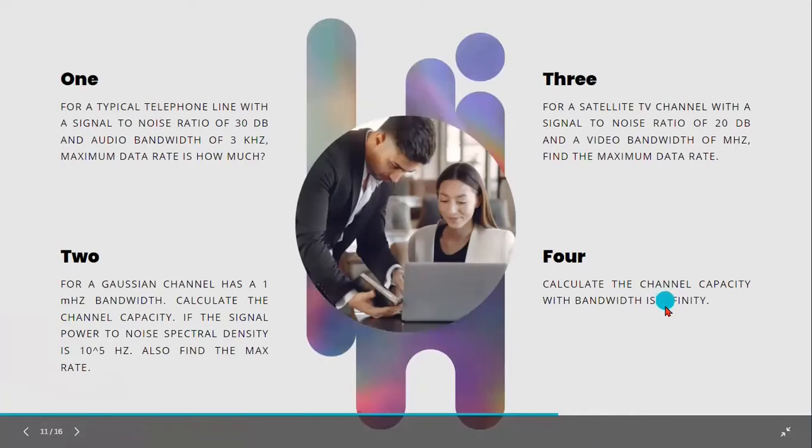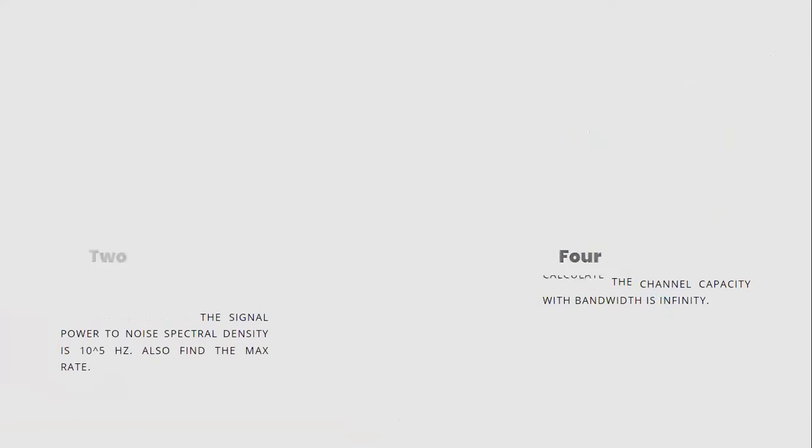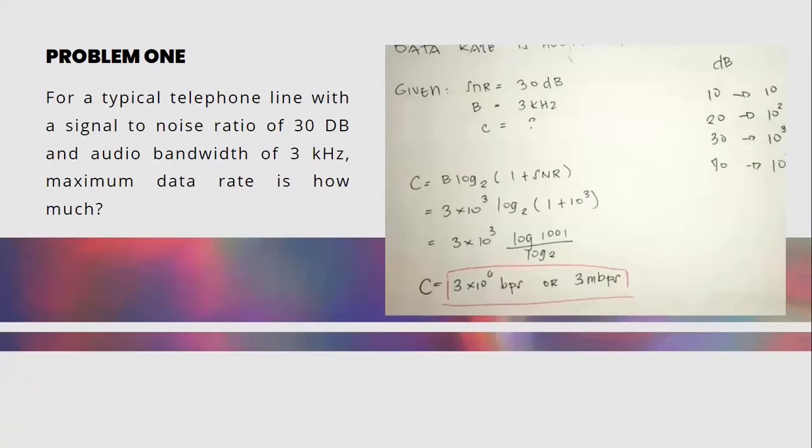We have four problems here for our classwork number one. So problem number one: for a typical telephone line with a signal to noise ratio of 30 decibels, or 30 dB, and audio bandwidth of 3 kHz, what is the maximum data rate?